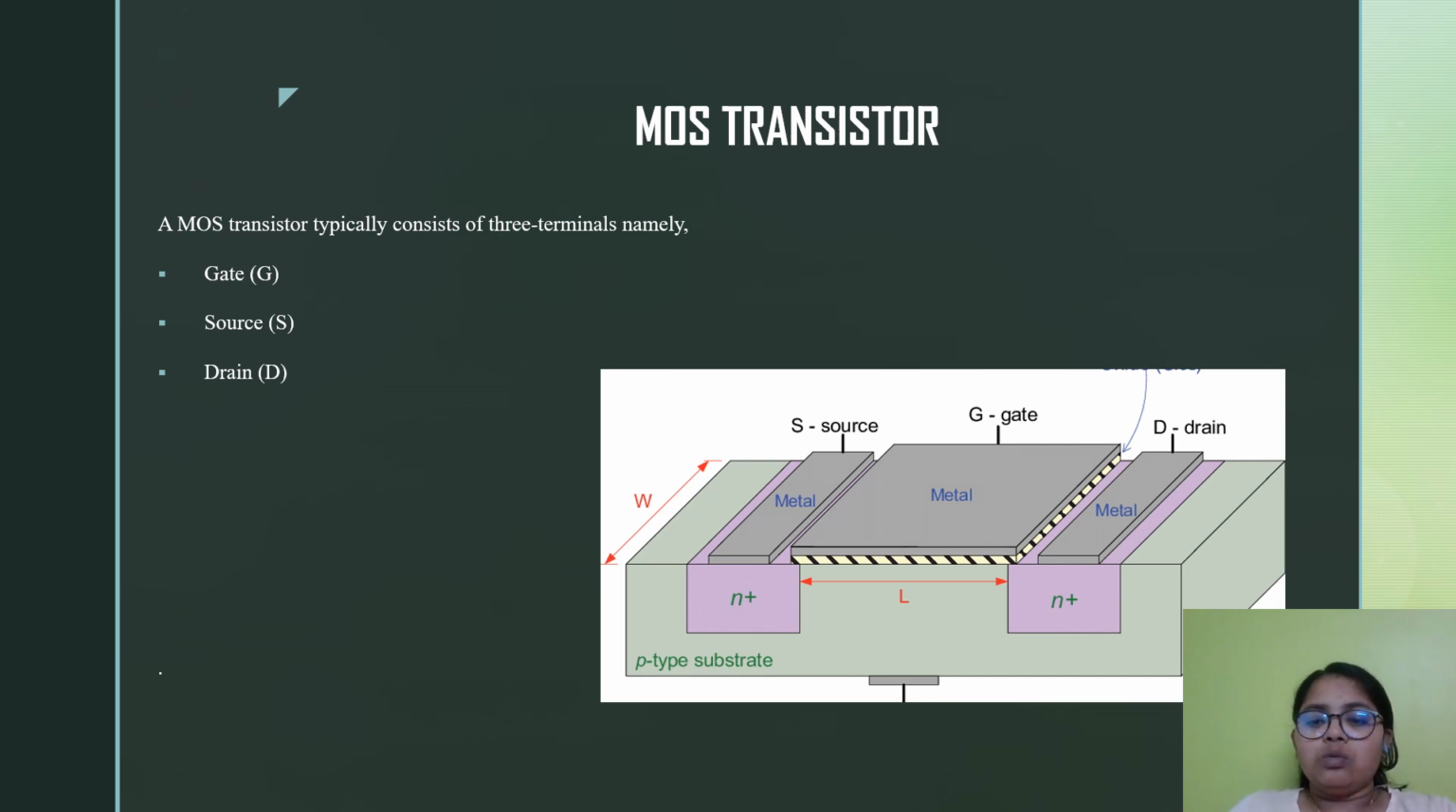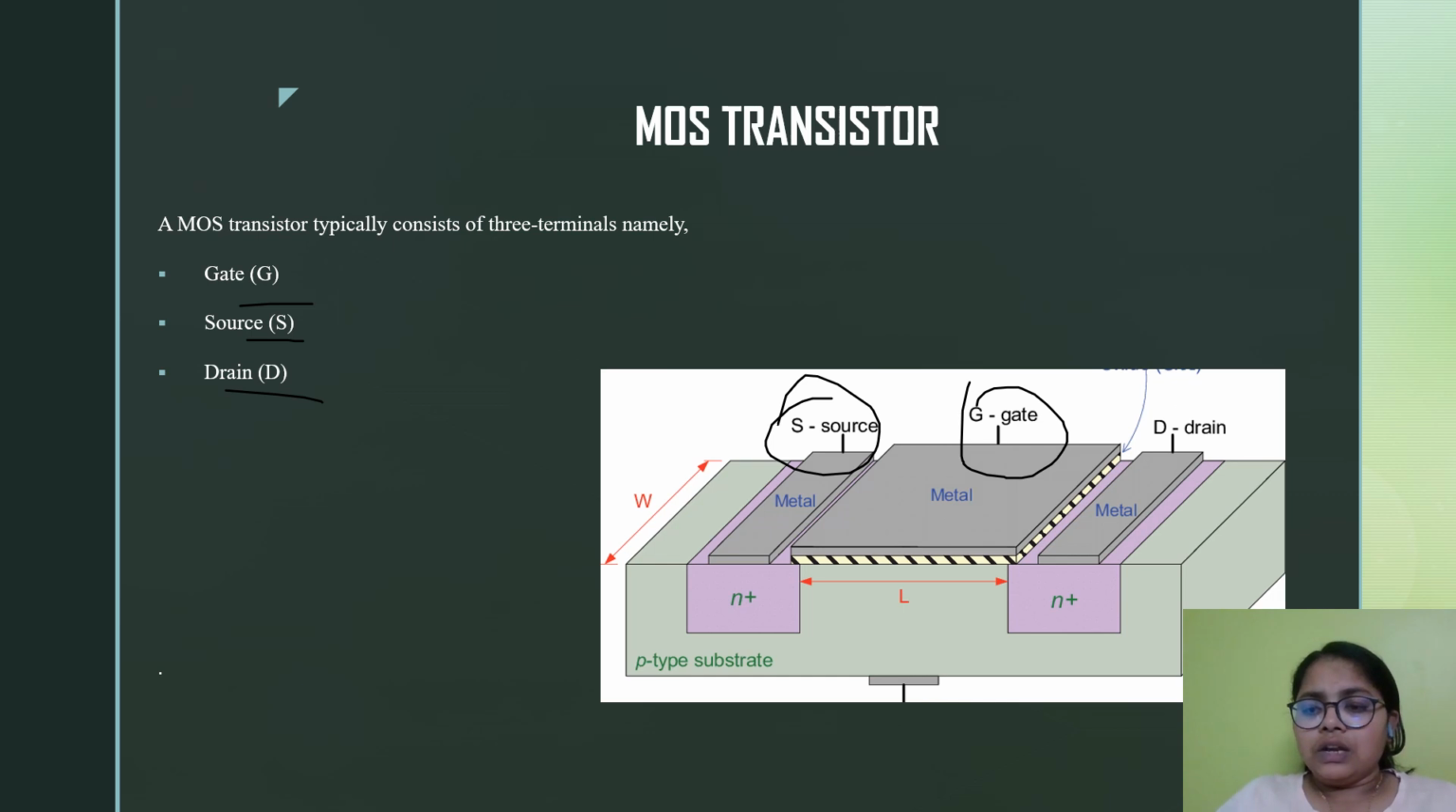MOS transistor. This is how MOS transistor will be visible, and we'll see a MOS transistor typically it mainly consists of three terminals, namely gate, source, and drain. This is gate with one type of metal, that is P type of metal, and this is source, and this is drain. This is N P N type.